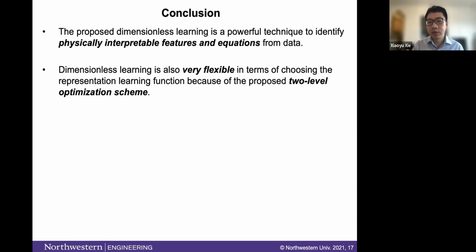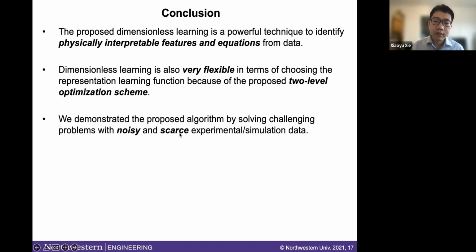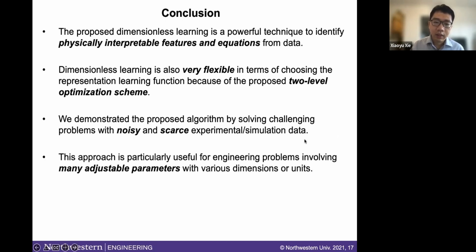You can choose a different approach for your first level to discover dimensionless numbers, and the second level to optimize the best representation learning. And we demonstrate the method on noisy and scarce experiment data and also simulation data. This approach is particularly useful if your problem involves many parameters to be adjusted.